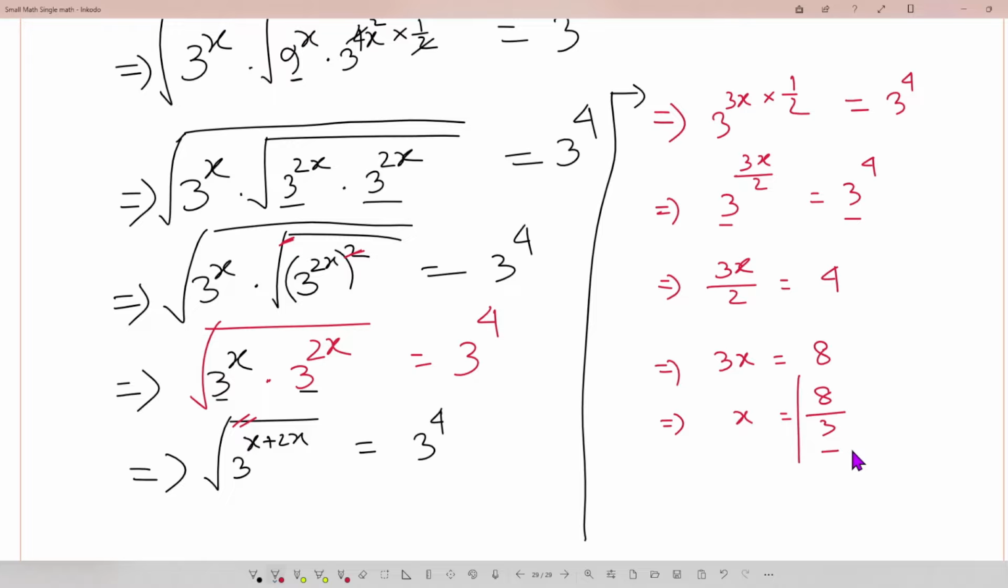Our answer is 8 by 3, it's an improper fraction. If you want you can write 2 2 by 3, it's a mixed fraction. So this is our answer.